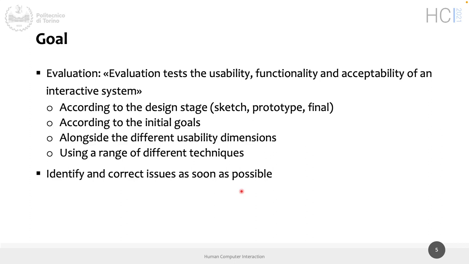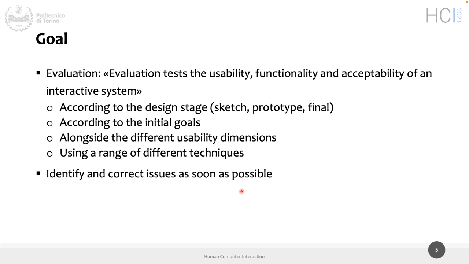Where clearly usability and functionality should be clear up to now, but acceptability could be the degree to which a user interface, a system, a portion of a user interface, or a portion of a system is acceptable and is accepted in the task that the user is going to do. Maybe it's perfectly usable, maybe it's perfectly functional, but it is not suitable for a specific task or a specific process in the real world, in which this interface is located. And this testing of the usability, functionality, accessibility is done according to various moments and criteria.